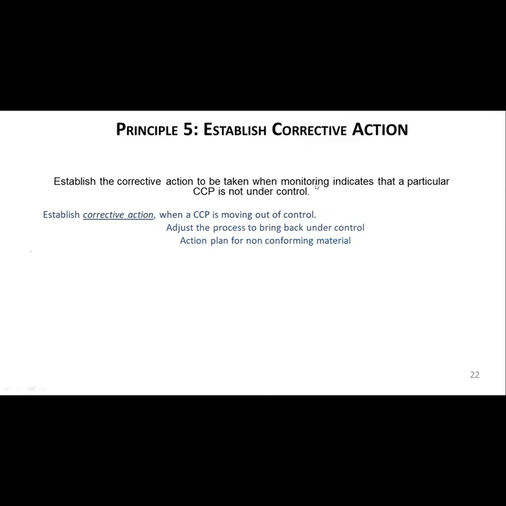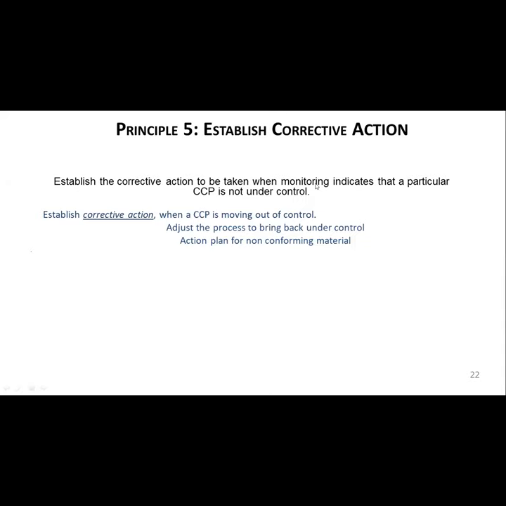Next is to establish corrective action. What should we do if our monitoring results are not within limits? For example, if we are calibrating something and it does not get calibrated and the result is not coming up to the required limits, then what are our actions? It should be defined. If my weighing balance or my chemicals or anything is not up to the mark, then what actions do we have to take?